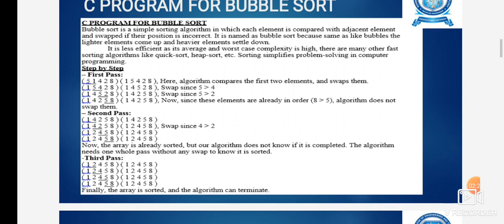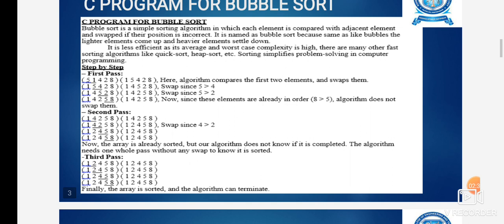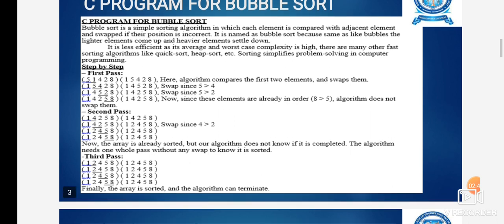In the second pass we compare the first two elements, 1 and 4. No problem, they are already in order. Next we compare 4 and 2. Here we swap the elements. The next iteration is 1, 2, 4, 5 and 8. Next we compare 4 and 5. No problem, it is already a sorted position.